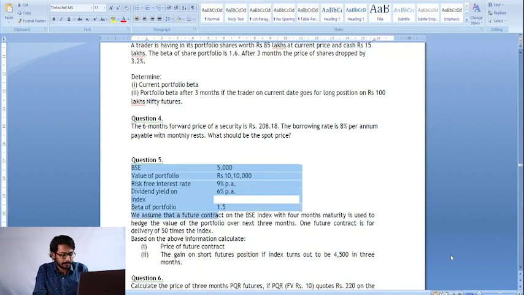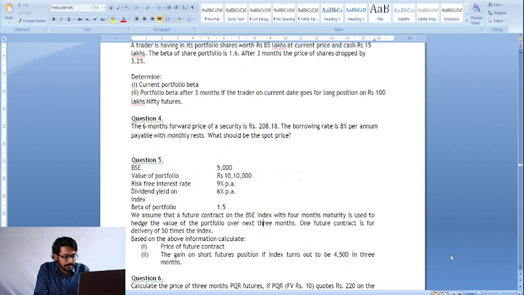Beta of portfolio 1.5. We assume that a future contract on the BSE index with 4 months maturity is used to hedge the value of portfolio over the next 3 months. Check this out, guys. One future contract is for delivery of 50 times the index. One contract consists of 50 units. Based on the above information, calculate: 1. Price of future contract. 2. The gain on short futures position if index turns out to be 4,500 in 3 months.